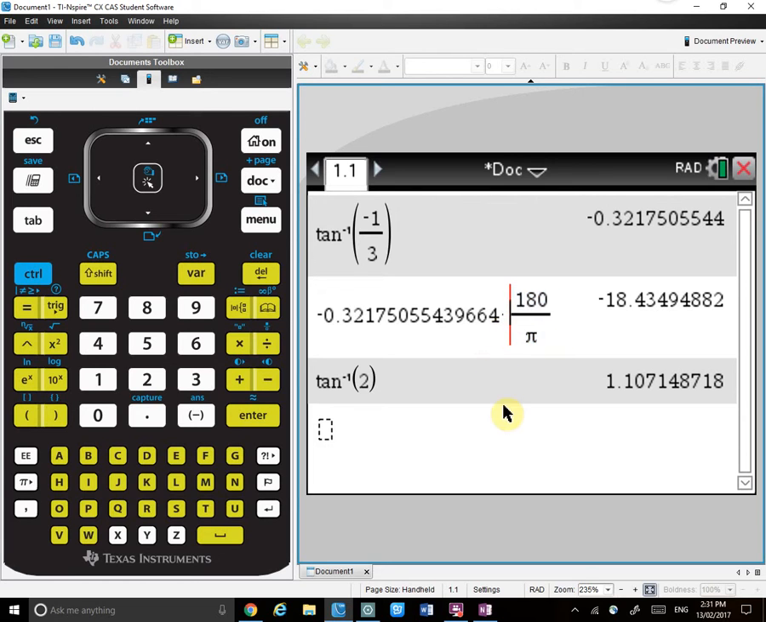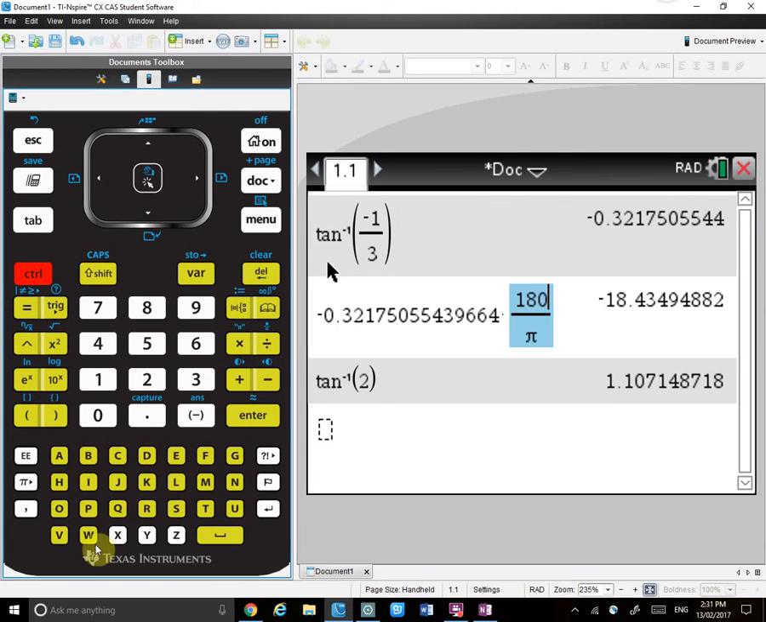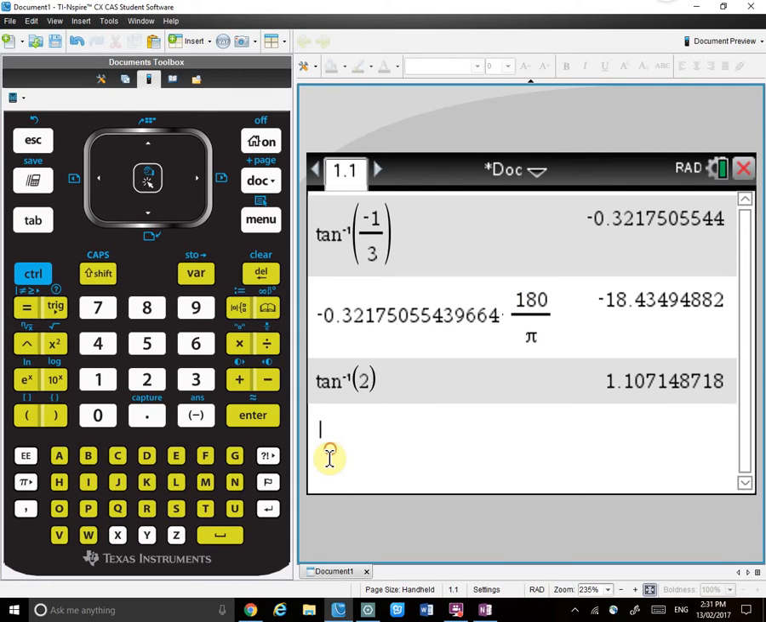It will be the same for this part. So say you put the arrow here, next to 180 over pi. You hold the Shift button and you press right. It's not going to work on my laptop. But if you have your calculator, hold the Shift button and press right, and it will highlight the 180 over pi for you. Then you can press Control C, which is the same as copy.